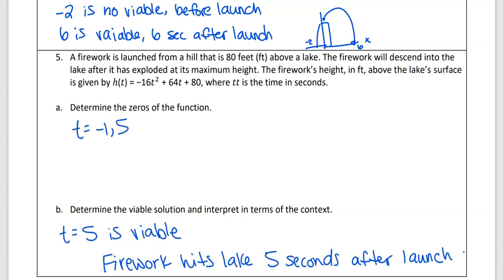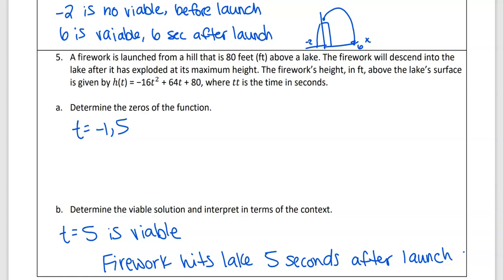When you factored, you had a GCF, yes? It was negative 16. So when you factor what you had left, you should have gotten t equals negative 1 and t equals positive 5. Does anyone need me to show how to get those? Of those two, since we're talking about time, we cannot go negative time in this context. So t equals 5 is the only viable solution, because that shows the firework hitting the lake 5 seconds after its launch.